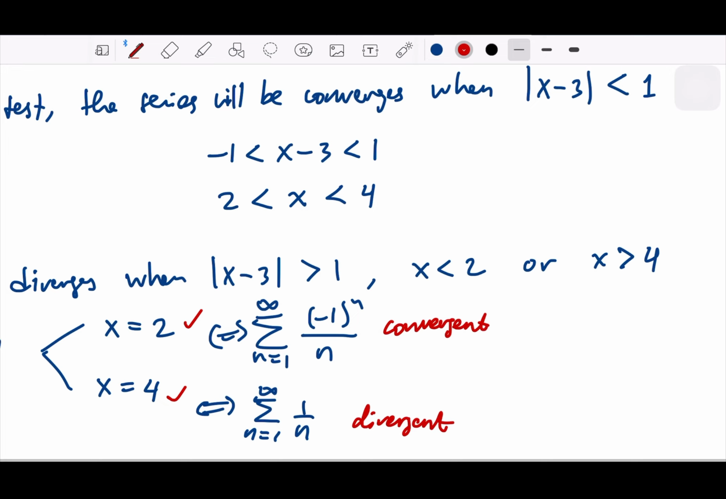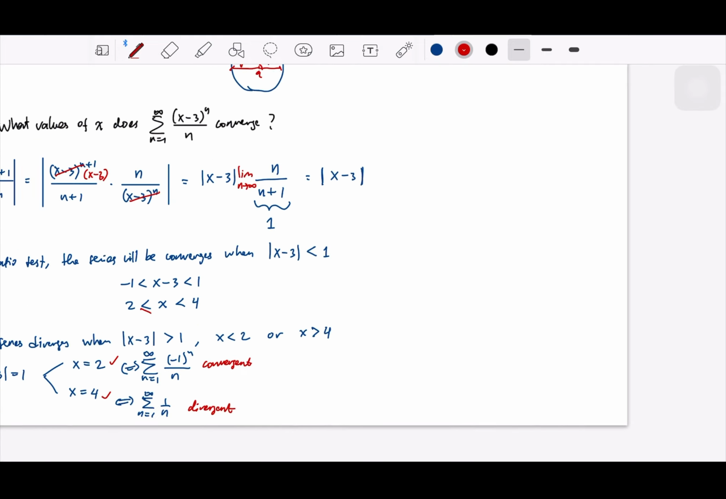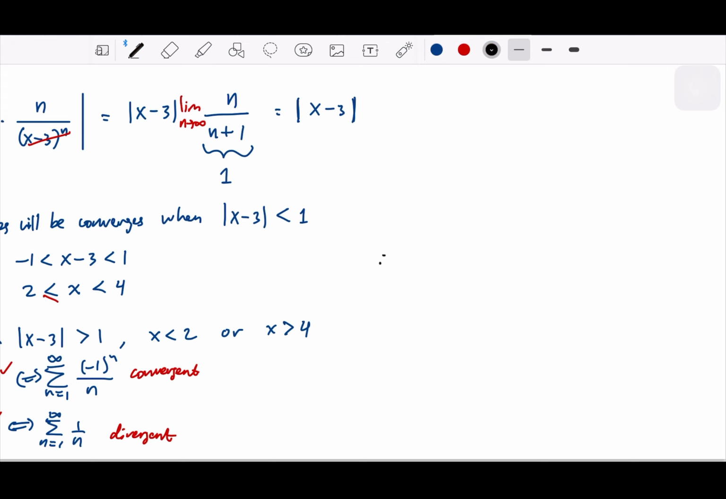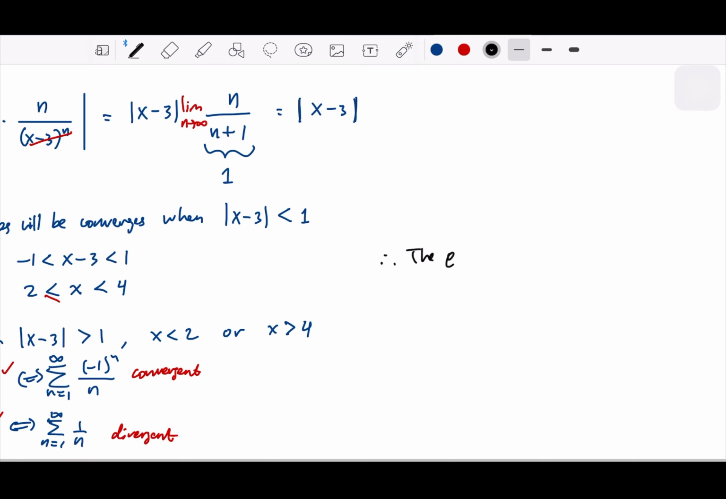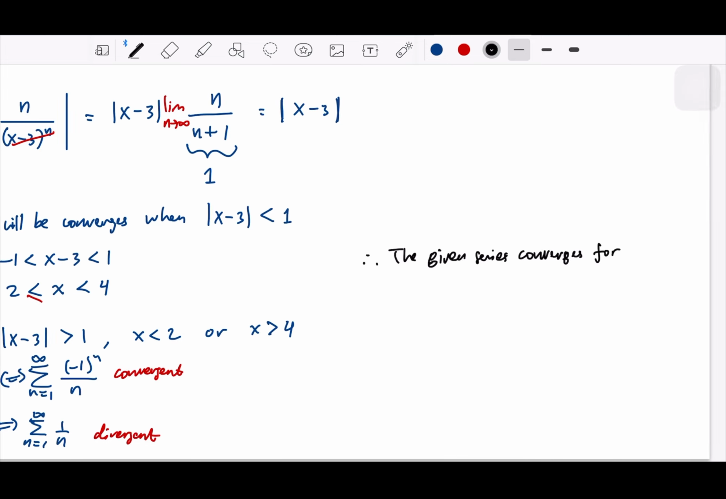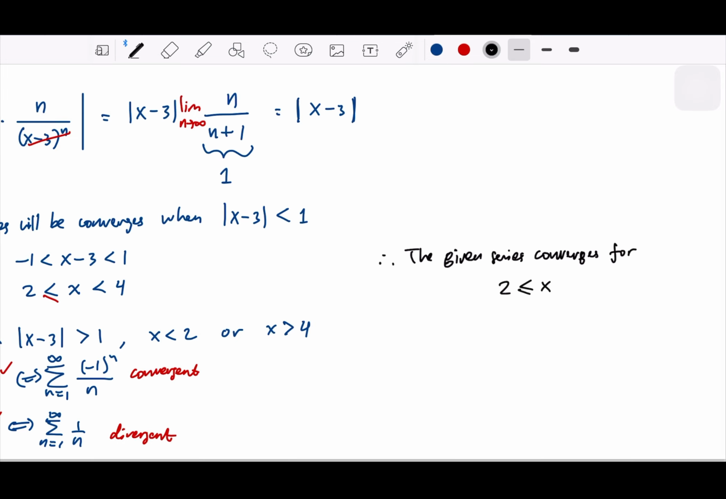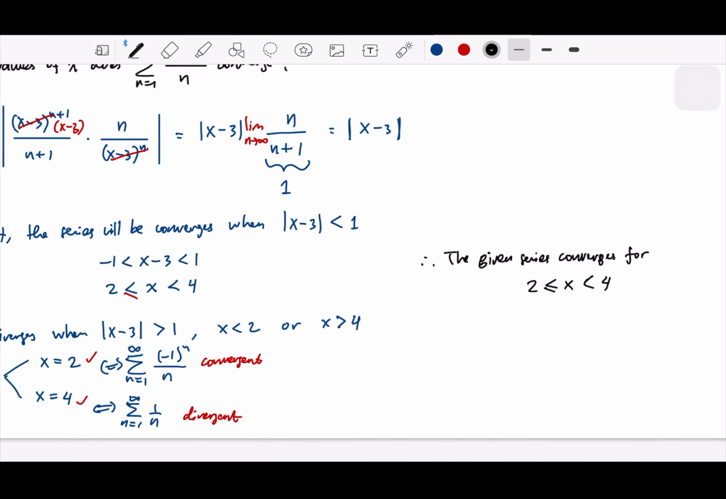So this should be included in the conclusion here. The final conclusion should be this. Let me write it here: the final conclusion, the given series converges for 2 ≤ x < 4. So we need to include the number 2.